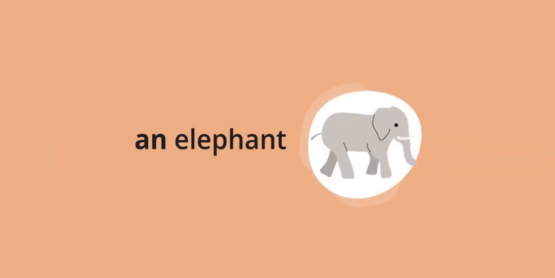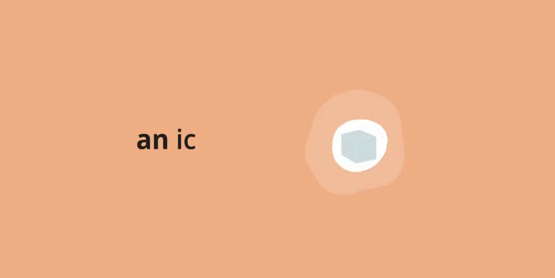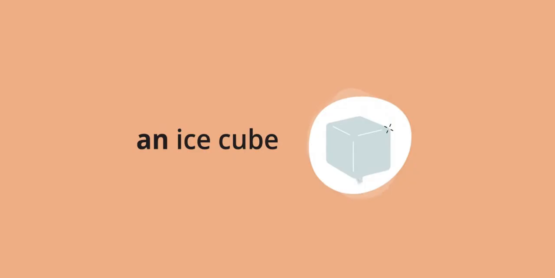We use a when a singular noun begins with a consonant. A chair, a dog, a tree. We use an when a singular noun begins with a vowel. An elephant, an ice cube, an orange.